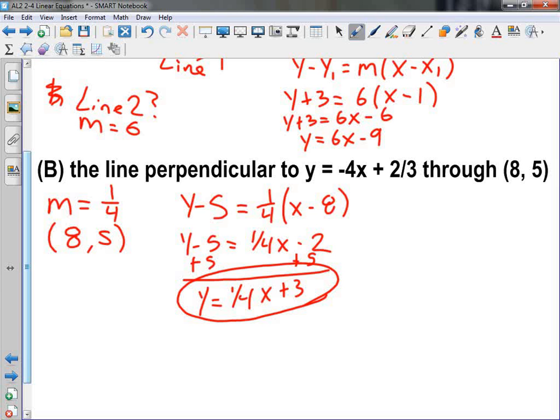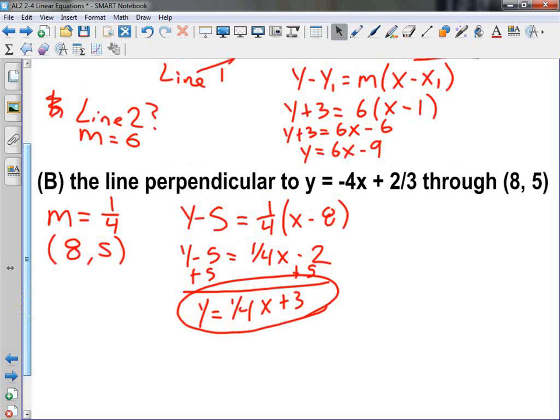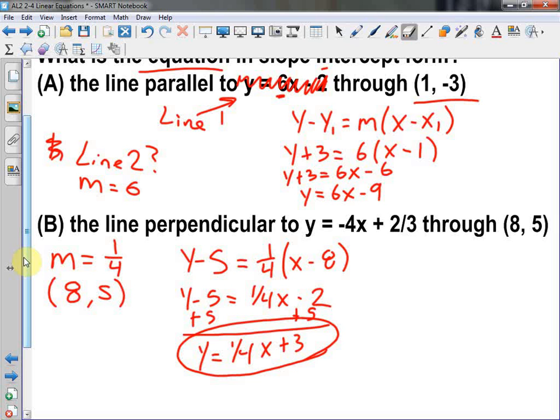The line perpendicular and the first line is the same exact process. Same exact process. The only difference is how I get this slope and this slope. The top one, we took the same exact number, because they're parallel. The bottom one, we took that number and we made it an opposite reciprocal. So that's the only difference between parallel and perpendicular.